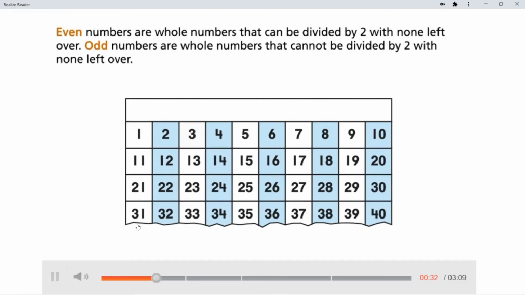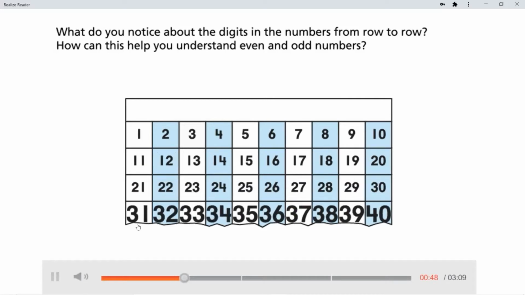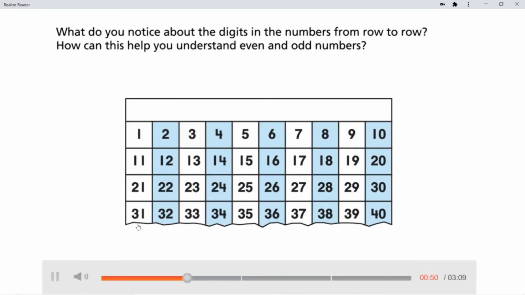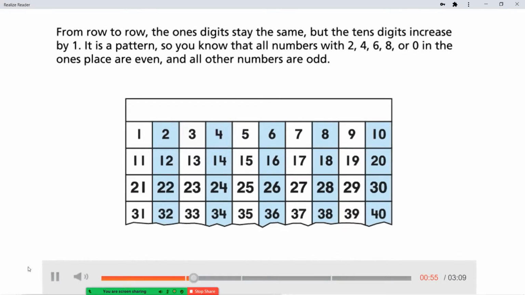Even numbers are whole numbers that can be divided by 2 with none left over. Odd numbers are whole numbers that cannot be divided by 2 with none left over. What do you notice about the digits in the numbers from row to row? How can this help you understand even and odd numbers? From row to row, the ones digits stay the same, but the tens digits increase by 1.